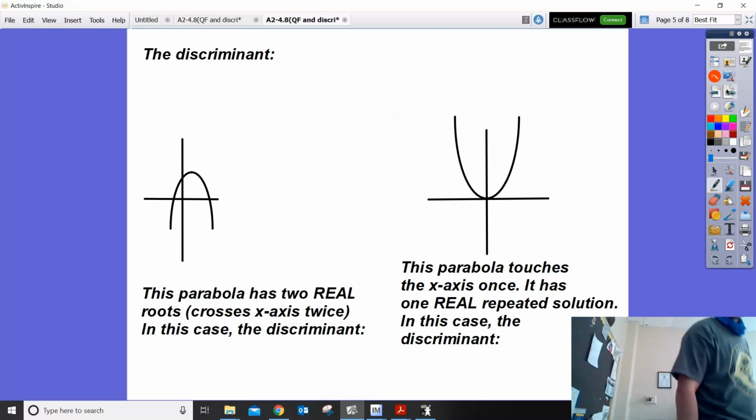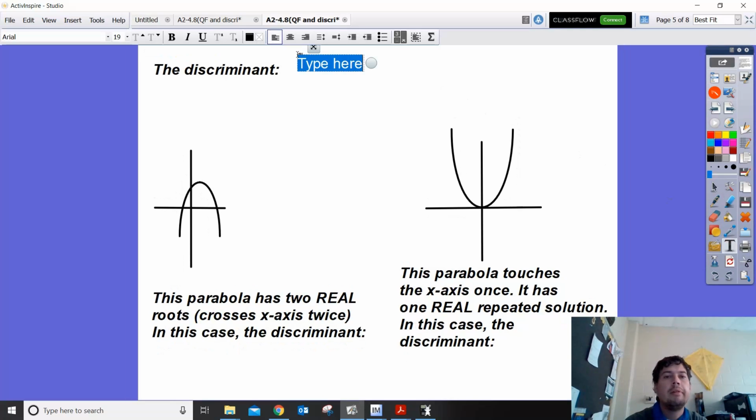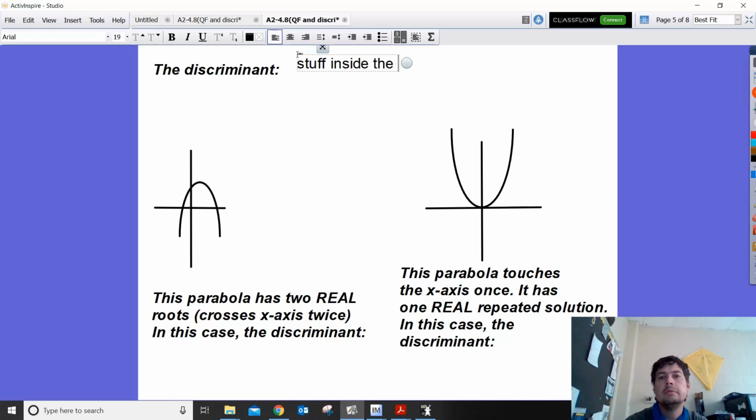Here's the discriminant. Discriminant is the stuff inside the radical. What's inside the radical in the quadratic formula? b squared minus 4ac. Yes. Oh man, y'all are just killing me. That's the discriminant, b squared minus 4ac, and it tells us the nature of the solutions.